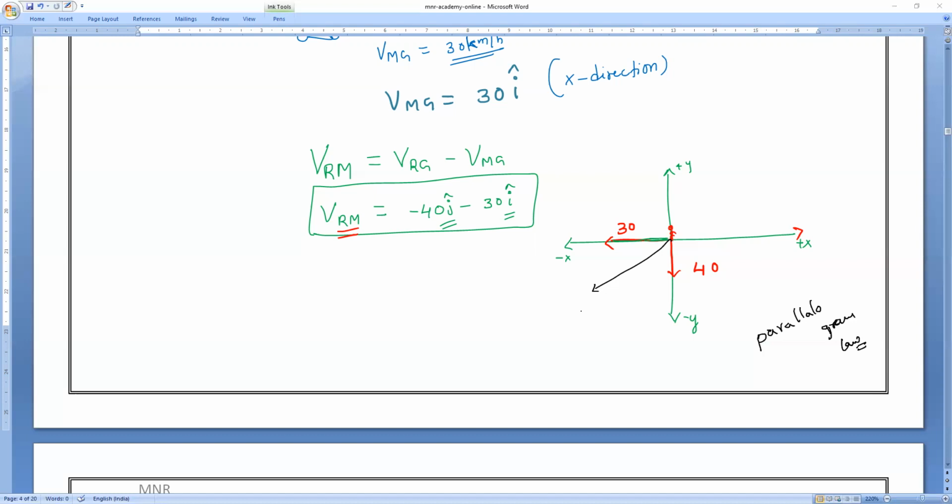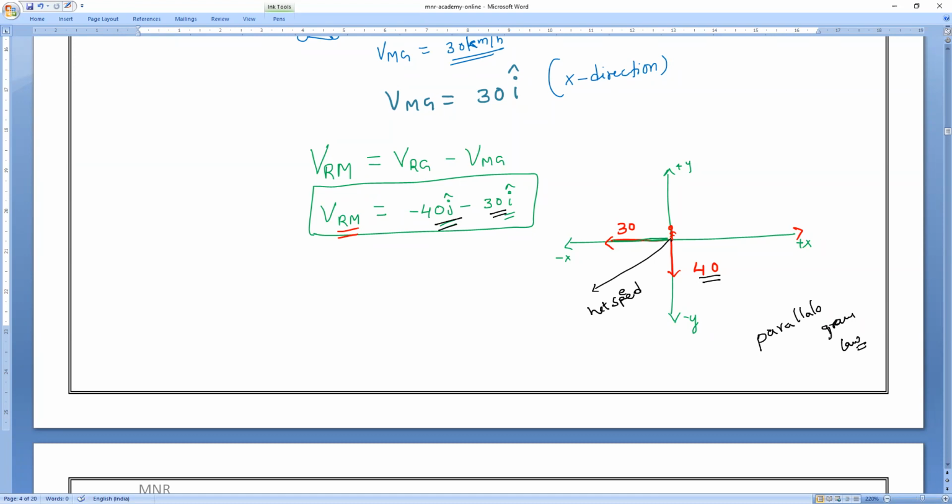So this is the net resultant speed. The speed of rain in y direction, how much, guys? 40. The speed of rain in x direction is how much? 30. But it is minus, so minus x. So the net speed of rain will act between them. So that is what we have to find.